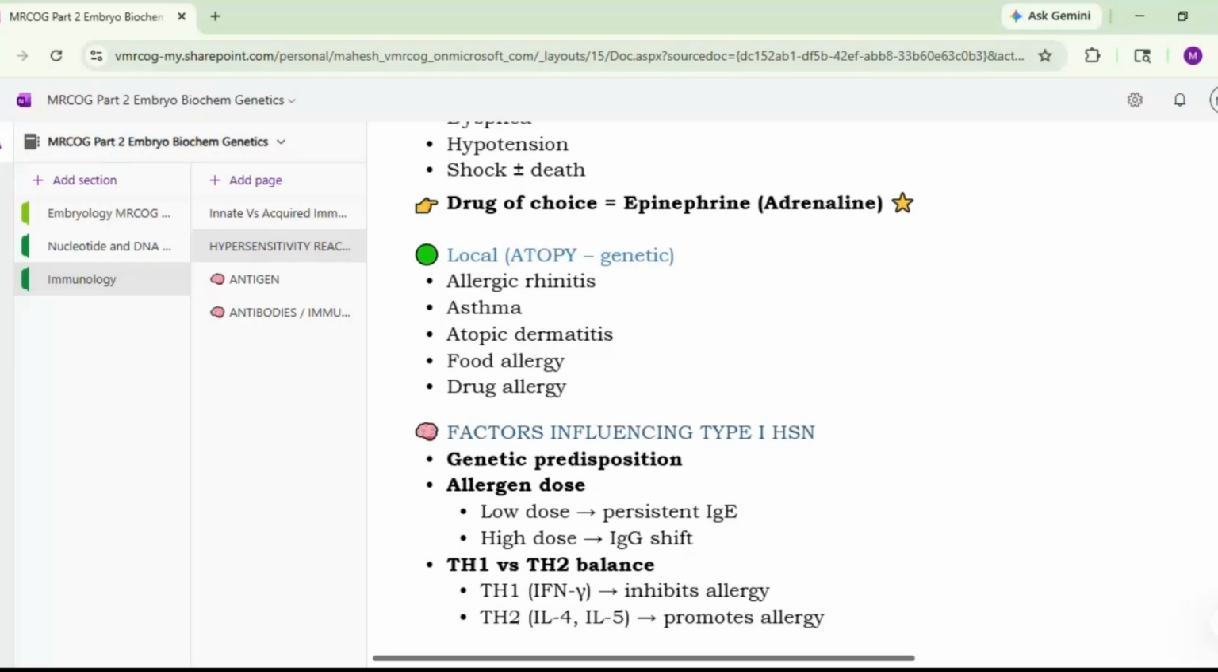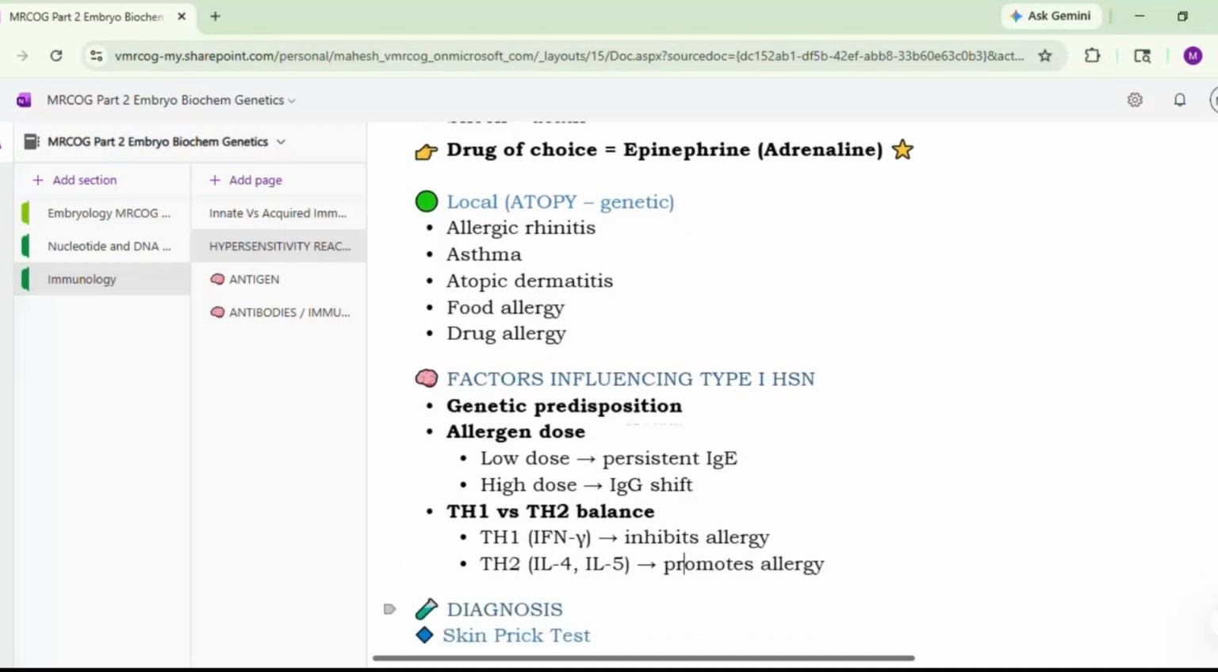Okay, then there is the Th1 versus Th2 balance. T helper 1 cells are responsible for interferon gamma that inhibits the allergy, while Th2 cells are responsible for IL4 and IL5 that promote the allergy. So this is also a factor which influences type 1 hypersensitivity: the balance between the Th1 and the Th2.